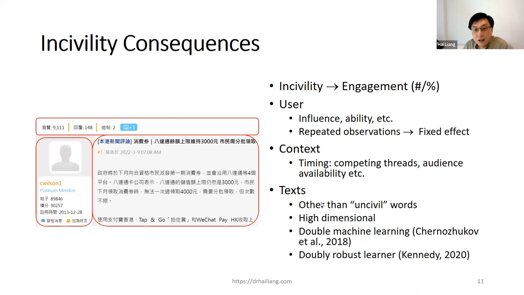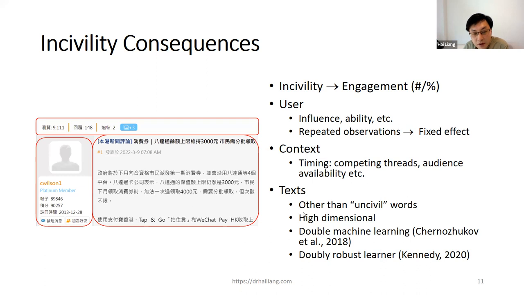The most important thing here is the text. As I just mentioned, we need to control for the text, other than the uncivil words. The uncivil words are actually a kind of text. Think about it: we use the text as the independent variable here, that is incivility, and we also need to control for other features.